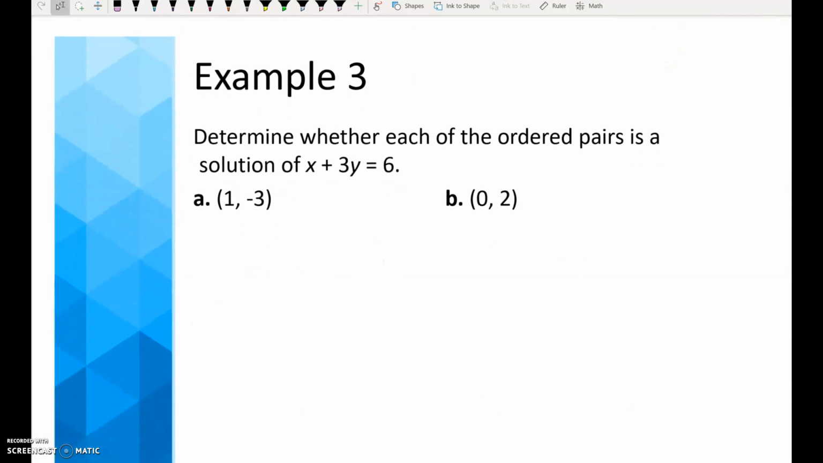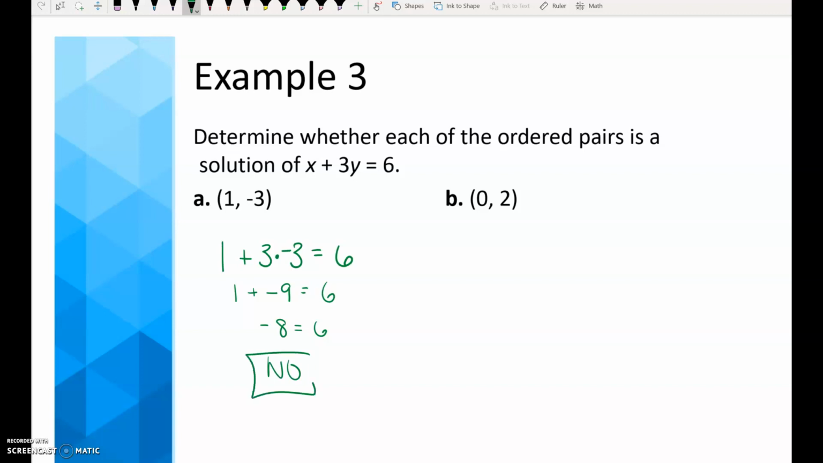Determine whether each of the ordered pairs is a solution of the equation x plus 3y equals 6. We are going to plug these numbers in, substitute the numbers in. So 1 is the x value, so you would put 1 in place of the x, plus 3. We're going to do -3 in place of the y, and we're going to see if this creates a true statement. Does 1 plus -9 equal 6? No. So this is not a solution to that equation.